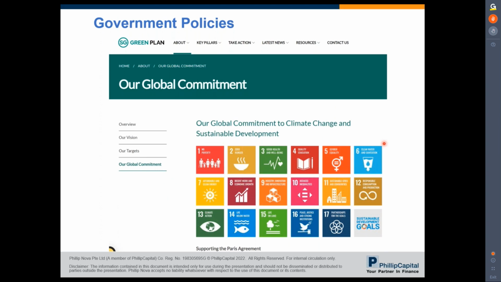Okay, so how about government policies? When you Google Singapore Green Plan, you will come to the website where they have articles sharing what the Singapore government's plan is in support of the Paris Agreement, what we're going to do in order to steer our economy, steer our country to a greener source of energy.